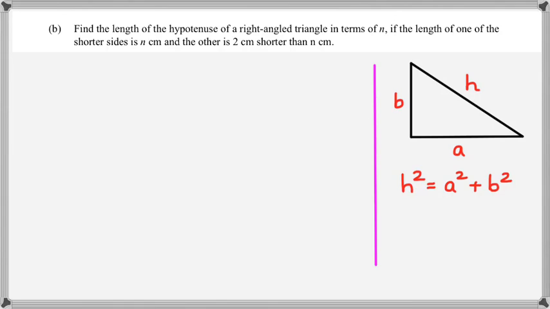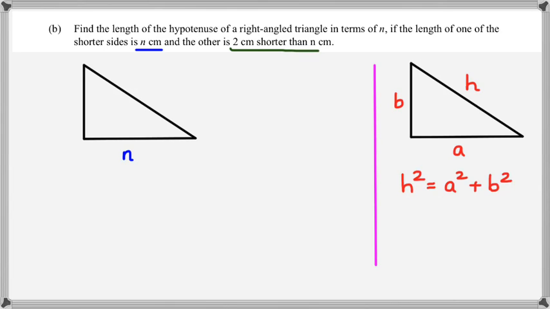So I'm going to create another right-angled triangle, but this time I'm going to use the two terms that they've actually given me. I've got n as my first term, so that's the long side right there, and the other one is 2 centimeters shorter than n, so this can be written as n minus 2. So one of the sides in that right-angled triangle is n minus 2. Now I've been asked to find the length of the hypotenuse in terms of n, so that's where my hypotenuse is, and basically I just work out my h in terms of n.